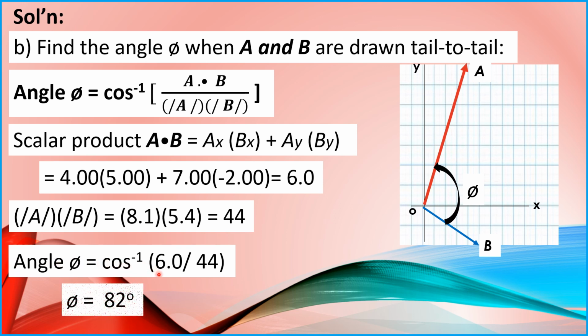We just substitute the dot product A dot B equal to 6.0, divided by the product of the magnitudes of the two vectors, which is 44. Using your scientific calculator, you will get that the angle phi is equal to 82 degrees. So that 82 degrees is the angle formed between the two vectors.